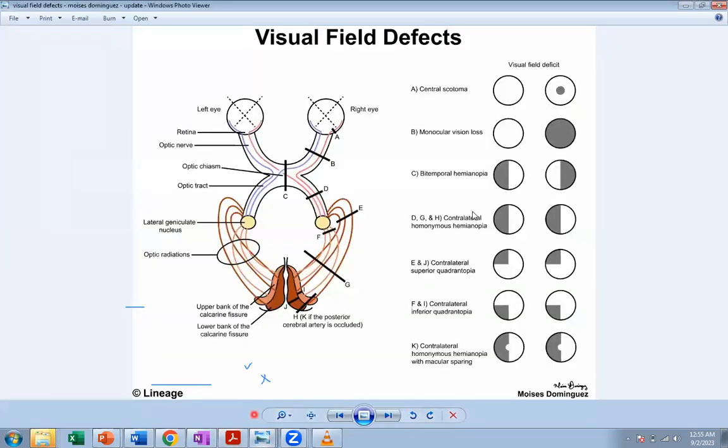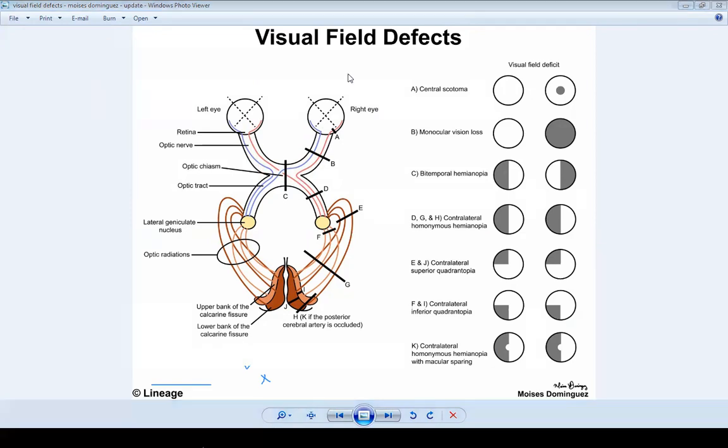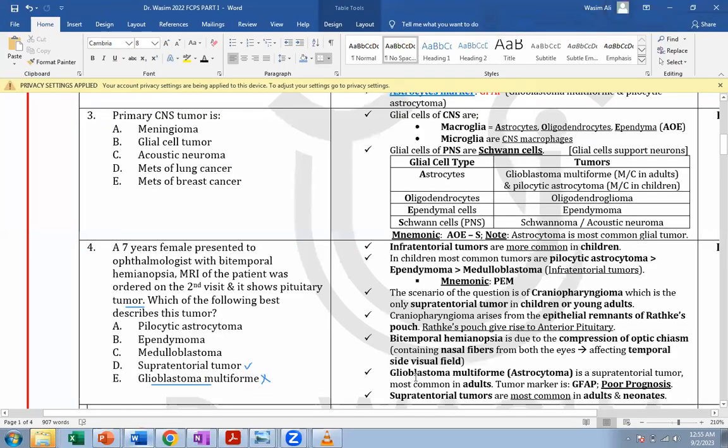Now let's come to the last picture. This is the bitemporal hemianopsia, and the compression occurs over here. This is the optic chiasm. These nasal fibers are affected, while the visual fields affected are bitemporal. This is the temporal side, that is this one and this one. So this is what has been discussed, that bitemporal hemianopsia is due to compression of the optic chiasm containing nasal fibers from both the eyes, affecting the temporal side visual field.